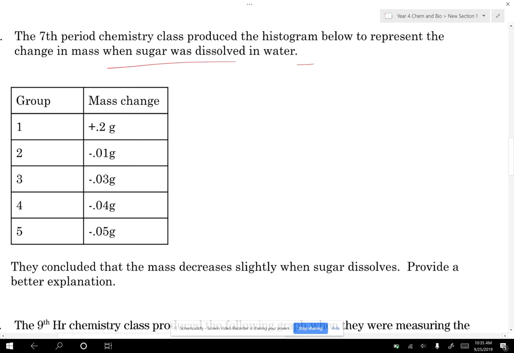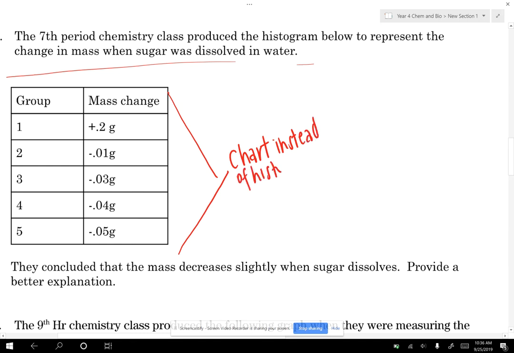So I want you guys to go ahead and focus on this. This is going to be a chart, and you guys are going to be looking at this chart instead of a histogram. In this chart, you are going to see a mass change. If you see a plus sign, it means that it gained mass. This means that we lost mass. So it's overall pretty simple to read. You'll see that group 1 gained mass, but groups 3 to 5 lost mass.